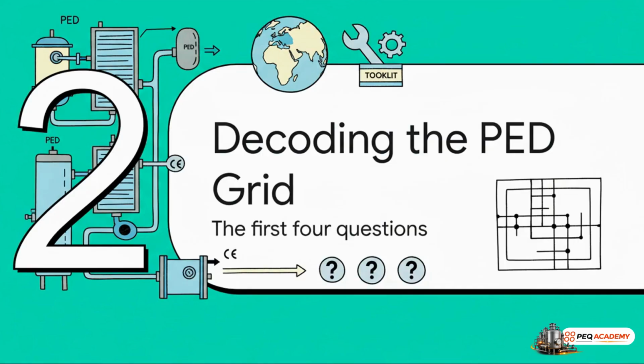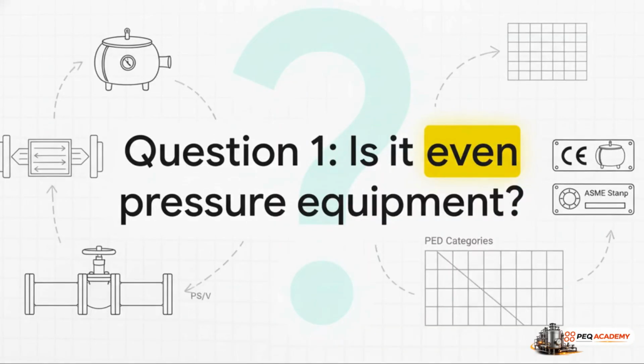Okay, first up, decoding the PED risk grid. We're going to use the European Pressure Equipment Directive as our example to tackle our first 4 questions. All right, question 1. What is it? Now, I know, it sounds almost too simple, right? But you have to start right here. Are we even looking at pressure equipment? We're talking about any closed container that's holding a fluid, a gas, a liquid, whatever, at a pressure higher than the air around it. If the answer is yes, we're in business.